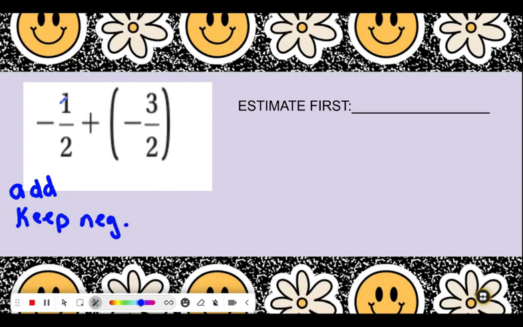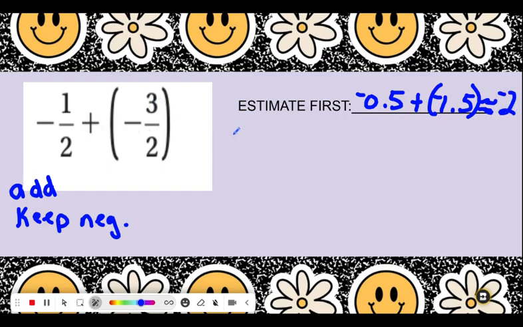Okay, so let's estimate. Negative 1/2, we can keep as negative 1/2 or negative 0.5, plus negative 3/2 is close to what number? So 1.5. But remember, it's negative. So we would add these, negative 1/2 plus negative 1.5, to be about negative 2.